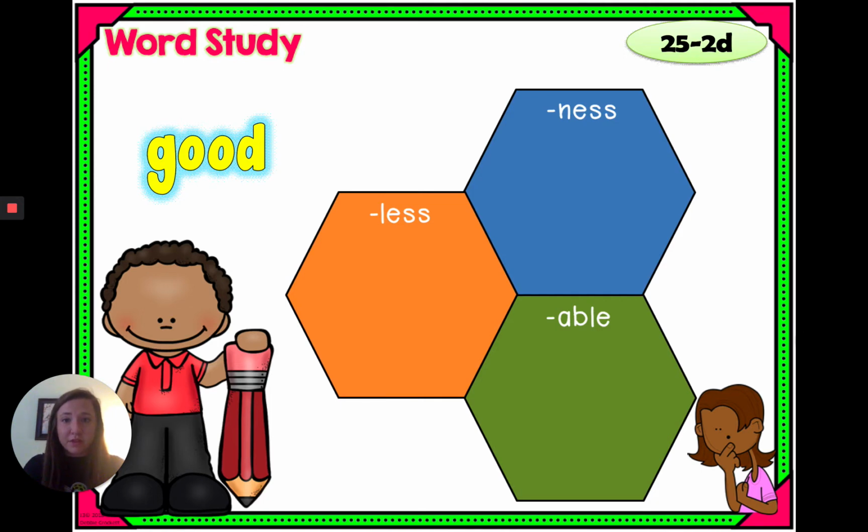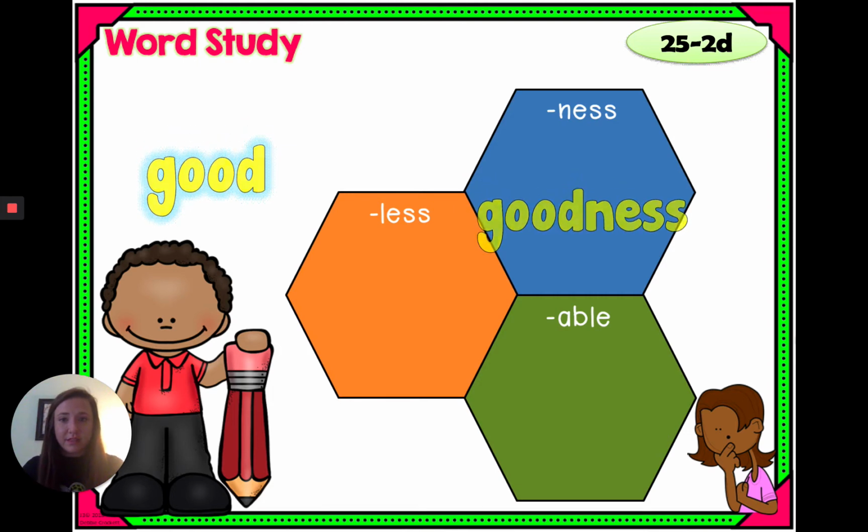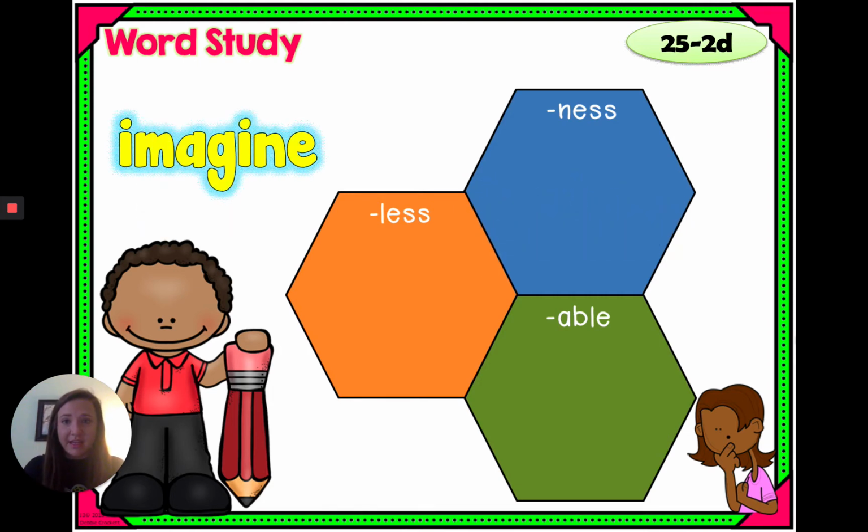The next word we're looking at is good. Which suffix can you add to good to form a new word? Hint, hint. Miss B already gave this example. Good. You might have formed the new word goodness. Like she has a lot of goodness in her heart. Let's take a look at another one.